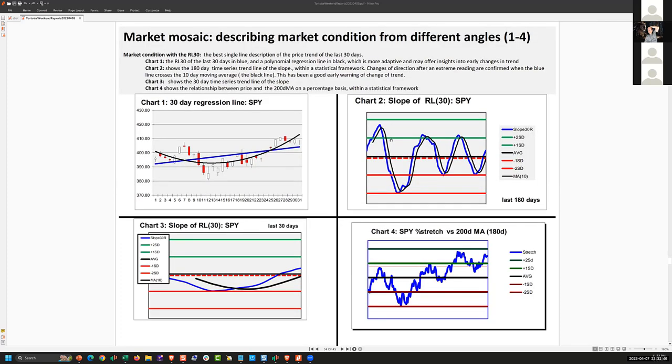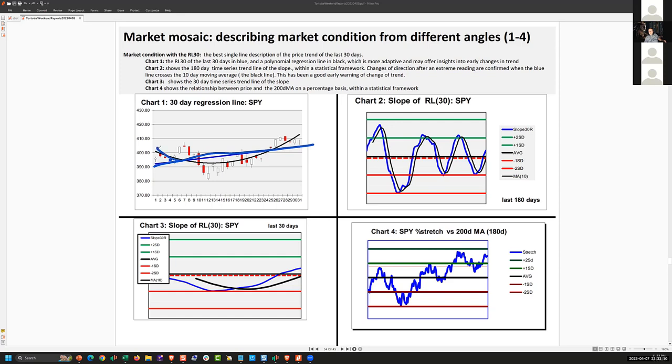Finding the reliable movers. Now, everything after this has to do with the detailed market mosaic. These are all based on the S&P 500, and it gives me additional insights into market conditions for turning points. Chart 1, the 30 days regression line.